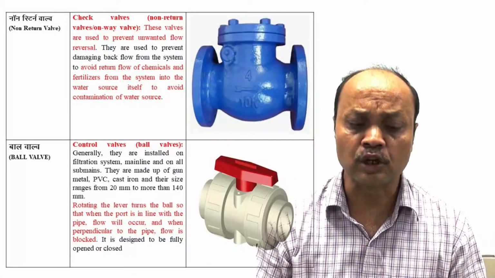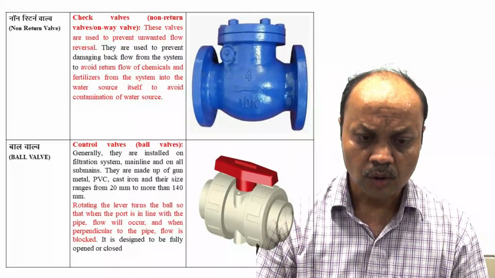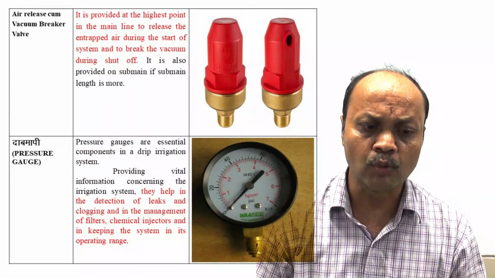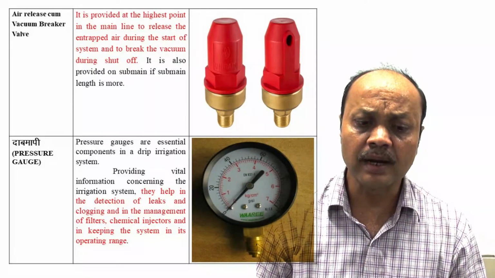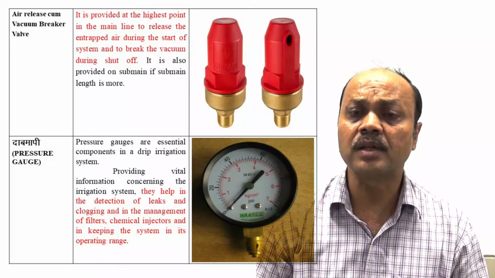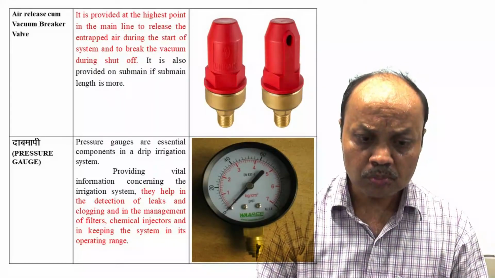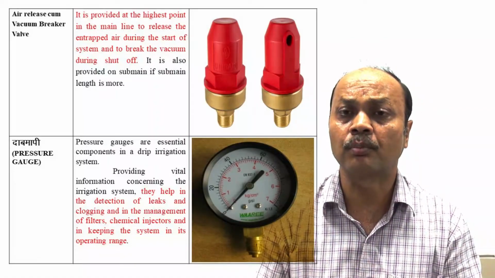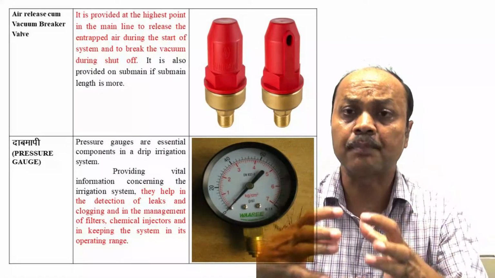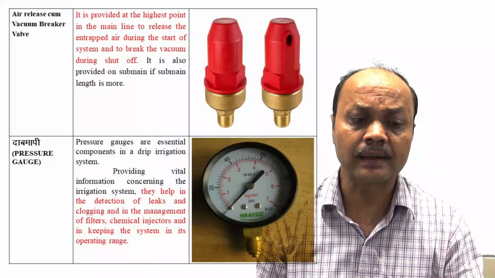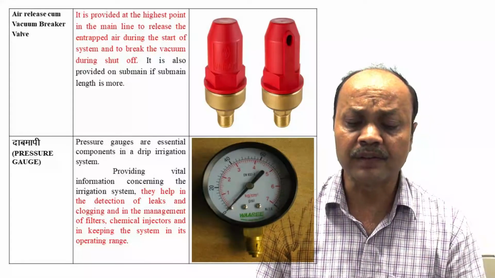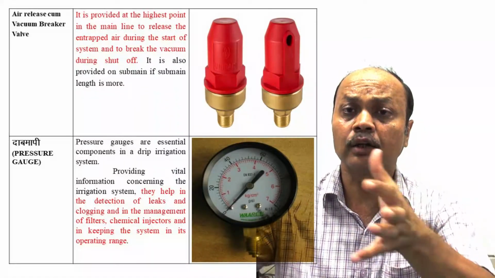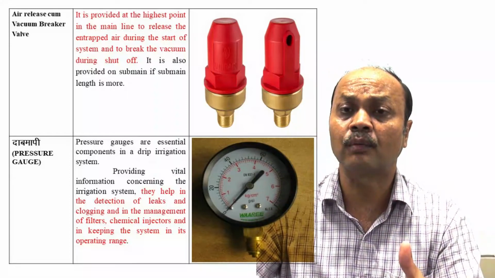And the ball valve is a normal valve to control the flow of your water. Then the air release valve, or air release vacuum breaker valve, is provided at the highest point in the main line to release entrapped air. Sometimes at the start and closing of the pump, there is a build-up of vacuum or air entrapped inside your pipeline. For that you normally use the air release valve, and you use the pressure gauge to know the pressure at each point, like before filtration and after filtration, what it will tell.